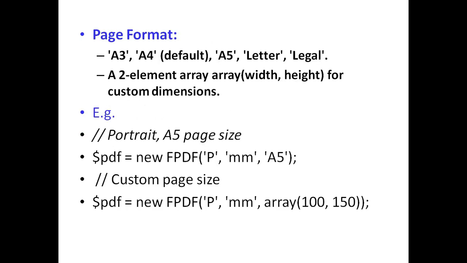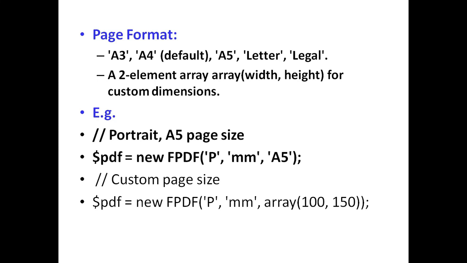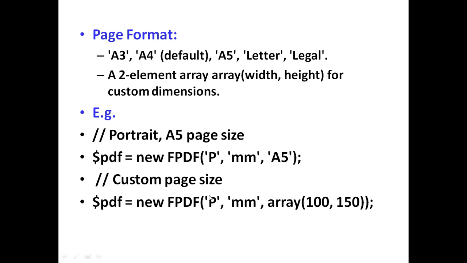Then page format. You can set the page format as A3, A4, A5, letter or legal. A4 is the default page format size. You can also define a custom dimension with an array of width and height. For example, to set the portrait A5 page size, while creating an object we will give P, mm and A5, that is portrait, unit is millimeter and page size is A5. And if you want to give a custom page size, use $pdf = new FPDF, P for portrait, mm for unit of measurement and an array with 100 and 150, that is width is 100 and 150 is height.